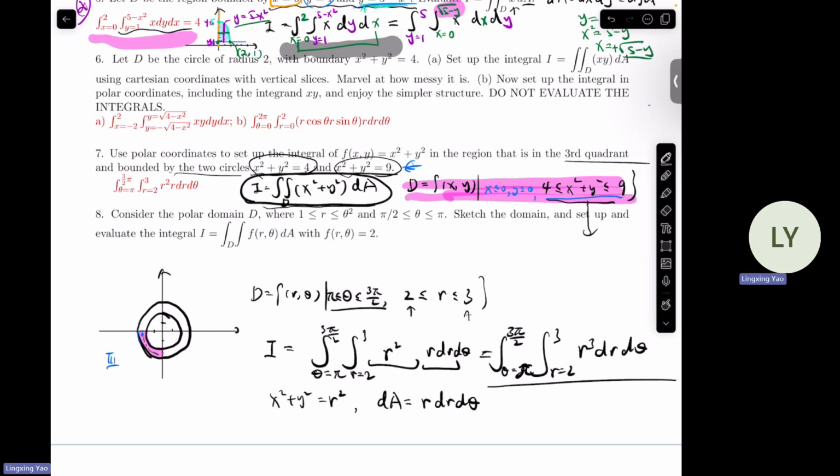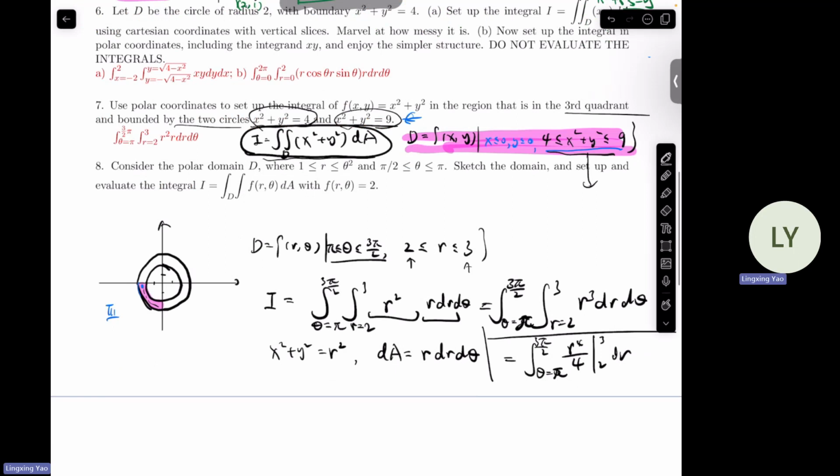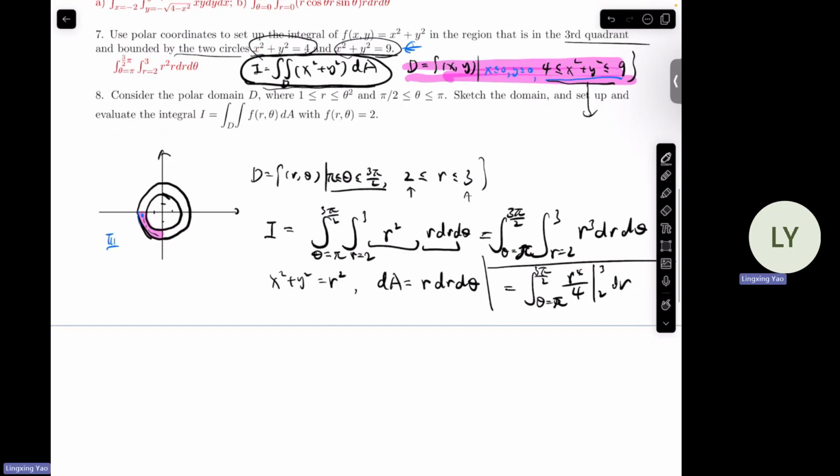All right, we can compute this. This is r to the 4 over 4 for r equal 2 and r equal 3, and theta is between pi and 3 pi over 2. So what do we have here? 3 to the 4 over 4 minus 2 to the 4 over 4, and then theta between pi and 3 pi over 2, d theta.